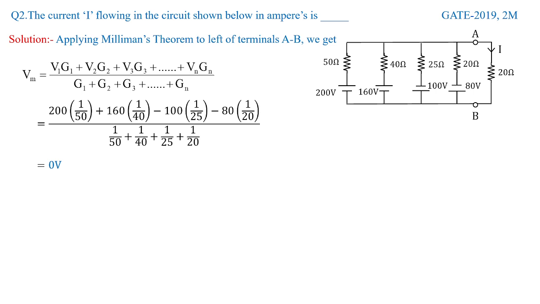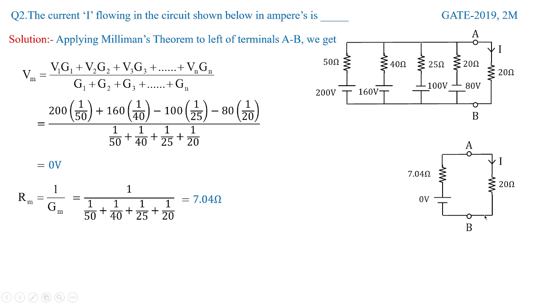Let us also find the value of Rm, which is 1 by Gm. That value would be equivalent to 1 divided by 1 by 50 plus 1 by 40 plus 1 by 25 plus 1 by 20. So this value leads to 7.04 ohms. So when we reduce the given circuit to Milliman's equivalent circuit, that is Vm in series with Rm, that combination is combined with the 20 ohms which we had removed over AB, and we connect it back over here. With that, I can easily calculate the value of current.